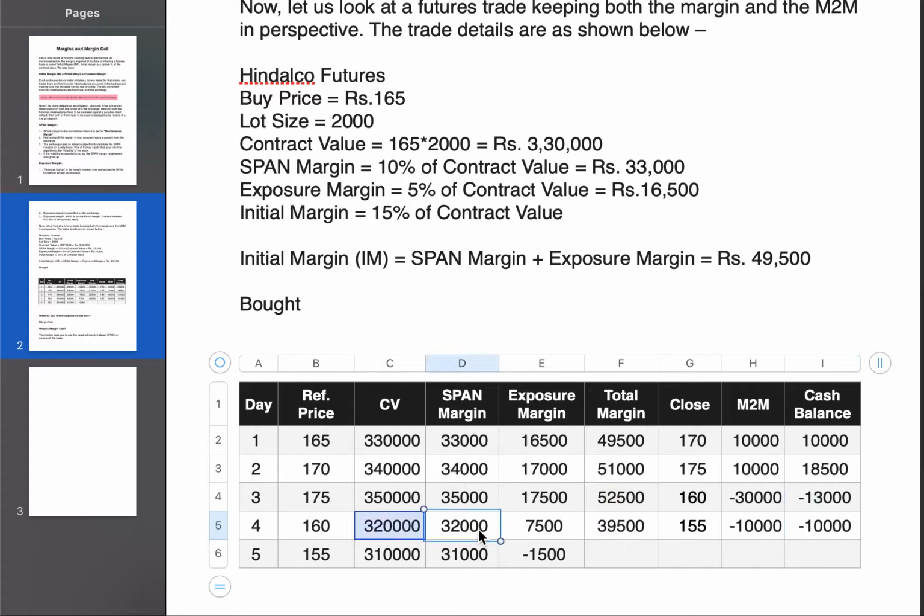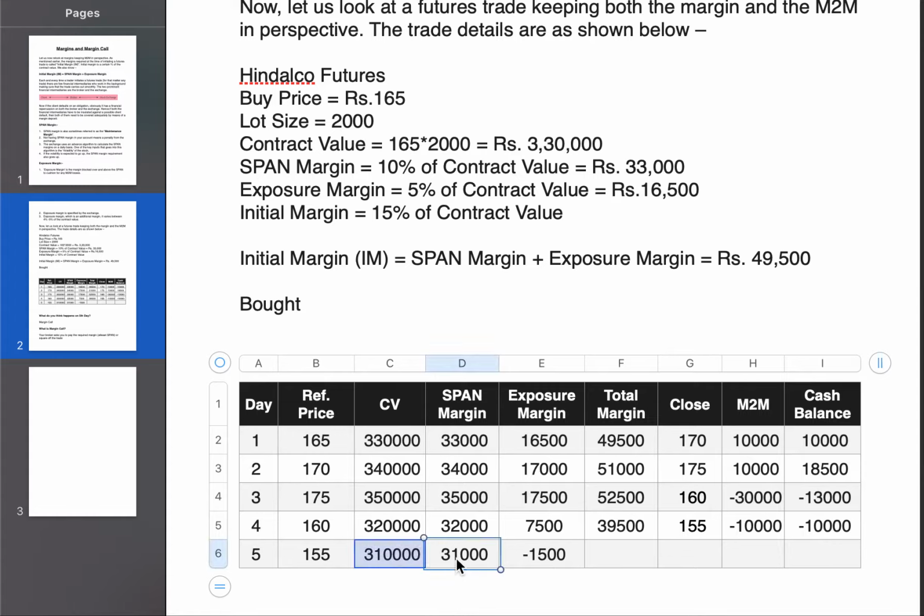Now look at day 5 very carefully. My span margin has fallen from 32,000 rupees to 31,000 rupees, simply because my contract value has fallen from 3.2 lakh rupees to 3.1 lakh rupees, and I told you span margin should be 10% of contract value. Alright, so every day, since the contract value is changing, the margin amount that I should have should also change. Even that should be taken into consideration.